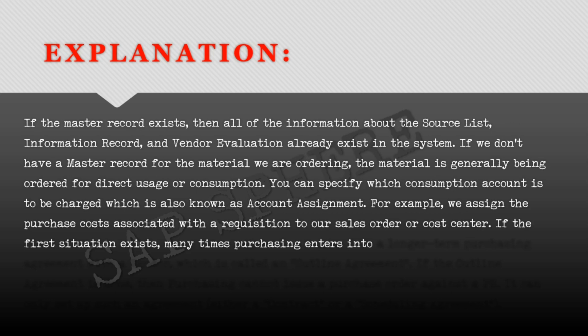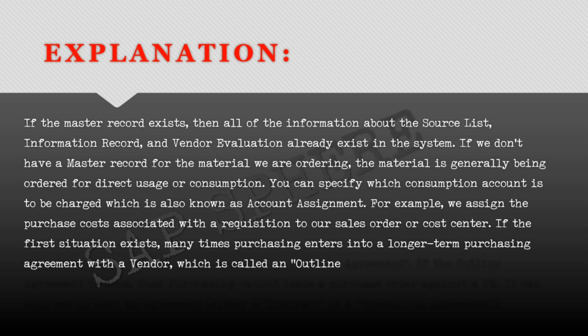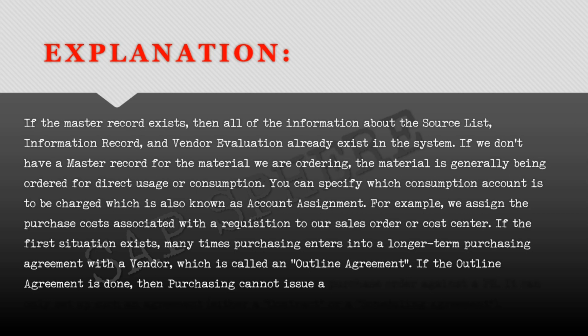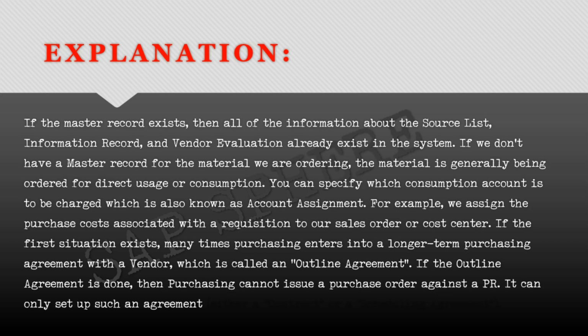If the first situation exists, many times purchasing enters into a longer term purchasing agreement with a vendor, which is called an outline agreement. If the outline agreement is done, then purchasing cannot issue a purchase order against a purchase requisition. It can only set up such an agreement, either a contract or a scheduling agreement.